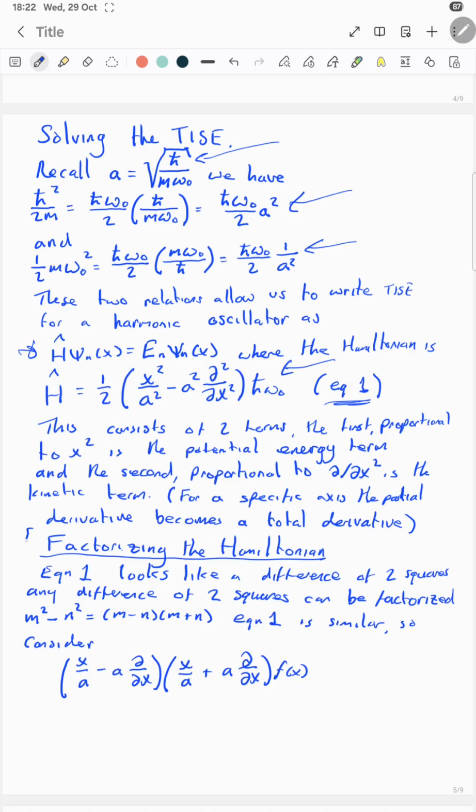Now we factorize the Hamiltonian. Equation 1 looks like a difference of two squares. Any difference of two squares can be factorized in this form from basic algebra. Since equation 1 is similar, we consider this acting upon a function of x.